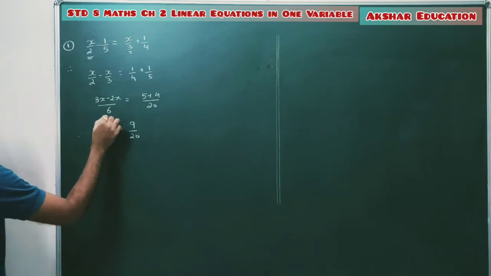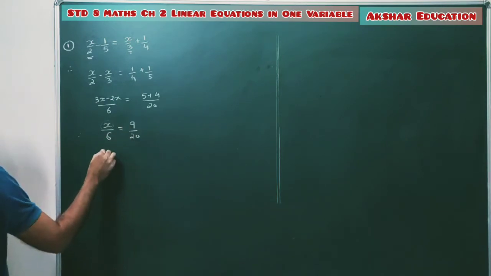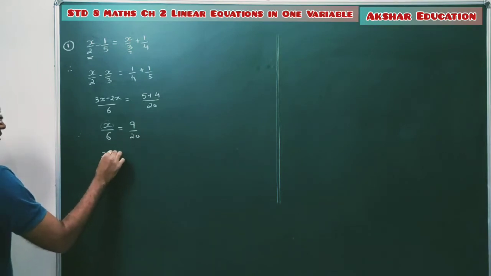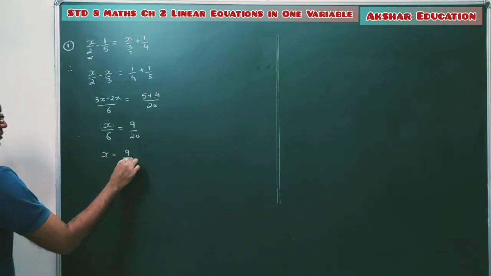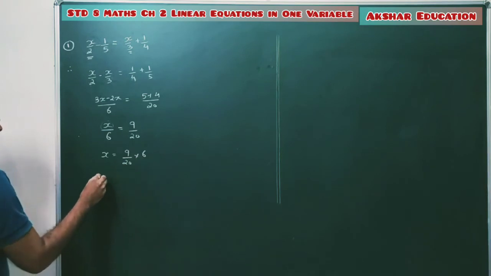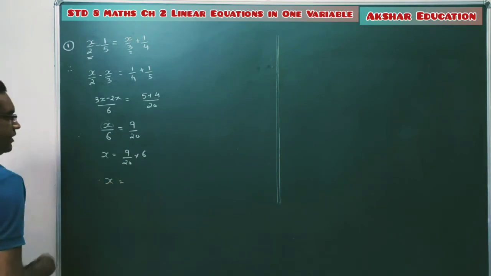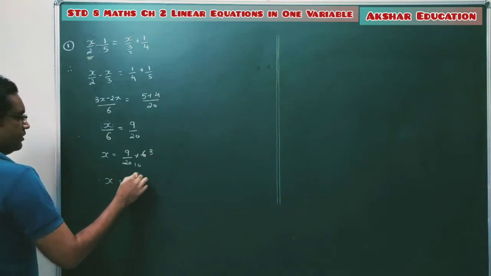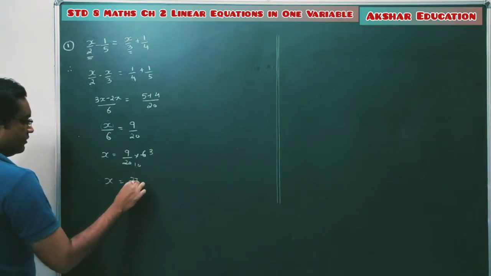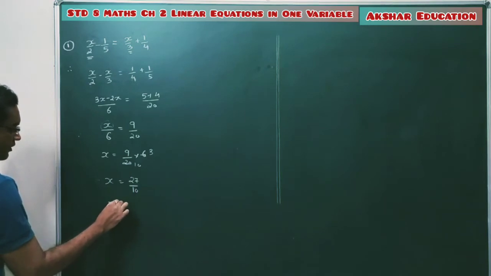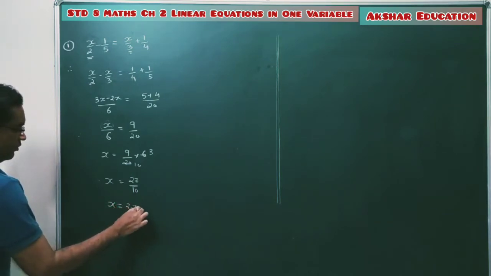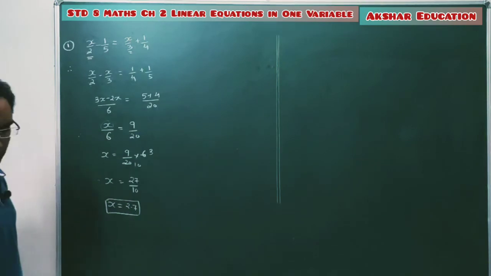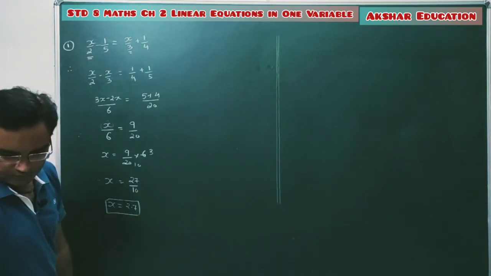So find the value of x. Take this 6 on the right hand side, it is in division, so it will go into multiplication. So x equal to 9 by 20 into 6. Therefore our answer x equal to 2 3s are 6, 3 3s are 9, 27 by 10, or you can say x equal to 2.7 is the solution of this given equation. Clear, students?